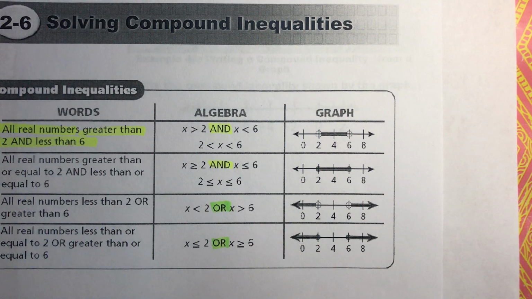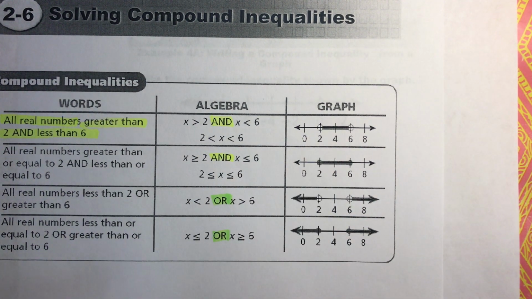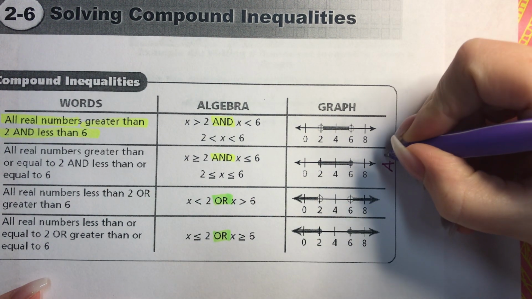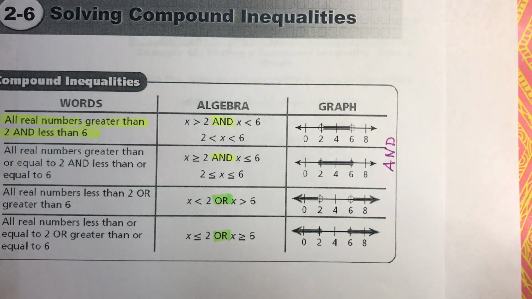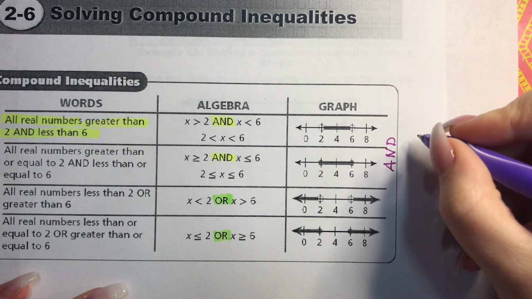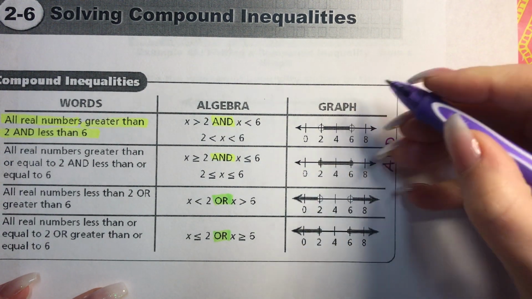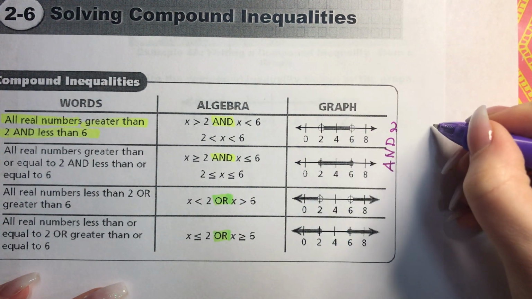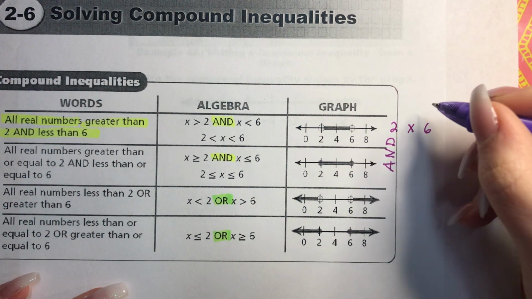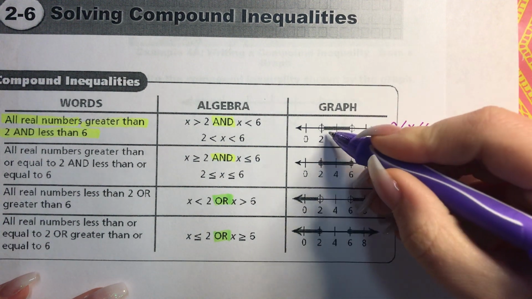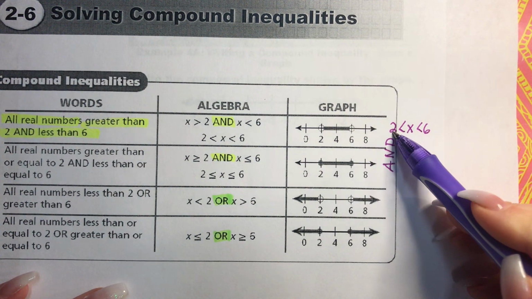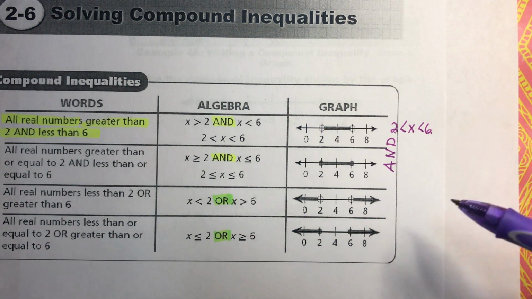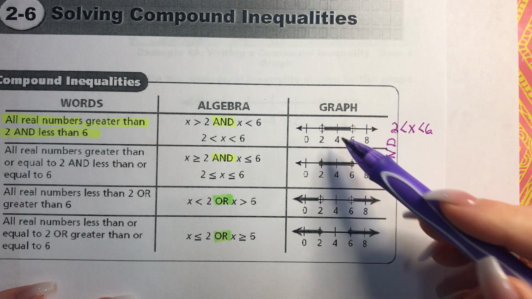So you must know that whenever you see something like this, it is an and problem. That means the smaller number goes here, the bigger number goes here, and x goes in the middle every single time. And this would be open circles. So smaller number, bigger number, x goes in the middle. But it's this shape, so you know it's an and.